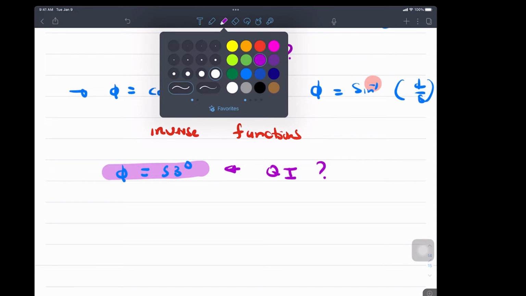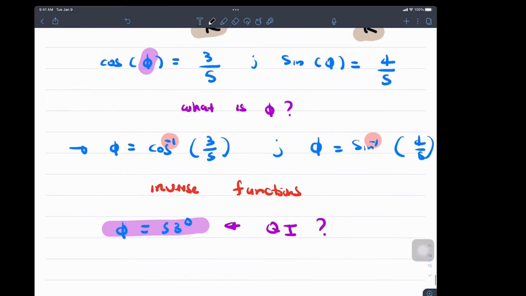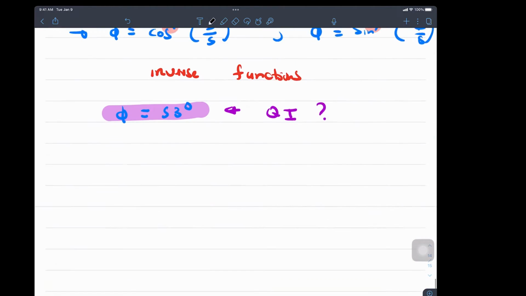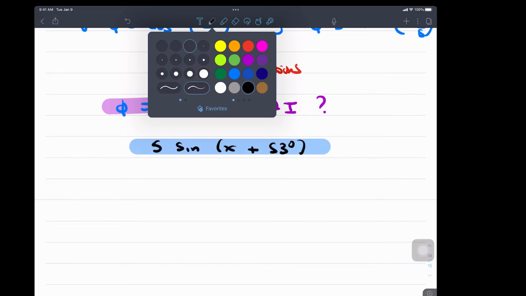So, ladies and gentlemen, final answer is going to be, okay, you say, what's K here? 5. 5 sine x plus 53 degrees. And there you go. Easy breezy lemon squeezy. Follow your format.